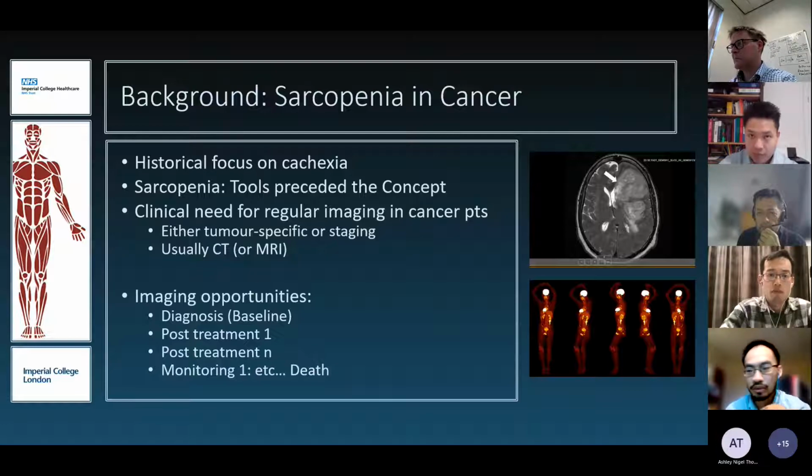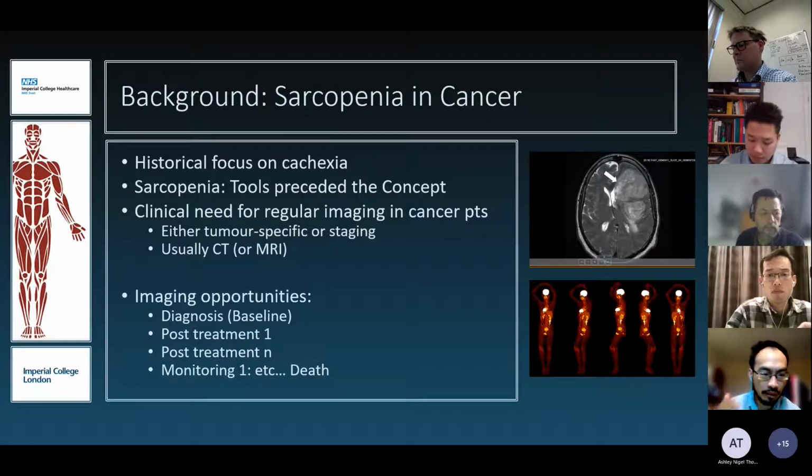There are various stages during a cancer journey where there are imaging opportunities. You have diagnosis, where you have baseline investigations. You're trying to decide if the patient is curable, so you want to make sure that it has not spread elsewhere. And then at various points of treatment, you want to make sure they're responding to treatment, or if they're not, that you're changing track. And then after treatment finishes, you might have a period of monitoring where you want to keep an eye and make sure the cancer is not coming back.